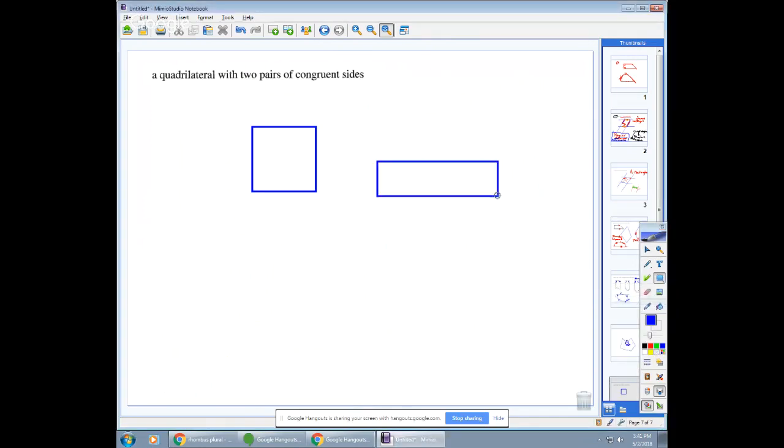A rectangle. So here I have a pair of congruent sides. Here I have another pair of congruent sides. It didn't say it had to have all four sides congruent, right? But it says two pairs of congruent sides. So what are the other options? A rhombus. A rhombus would work too, yep. Anything else? Parallelogram. Yeah, it turns out a parallelogram will work.